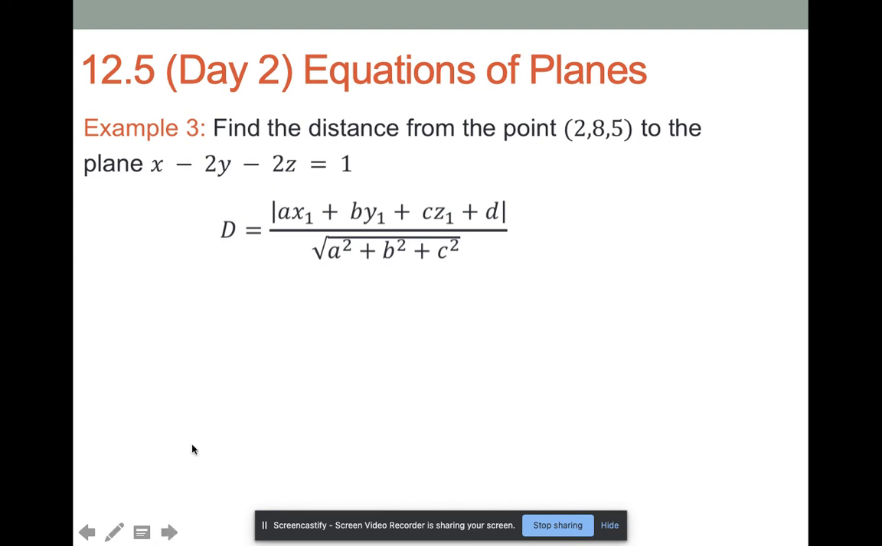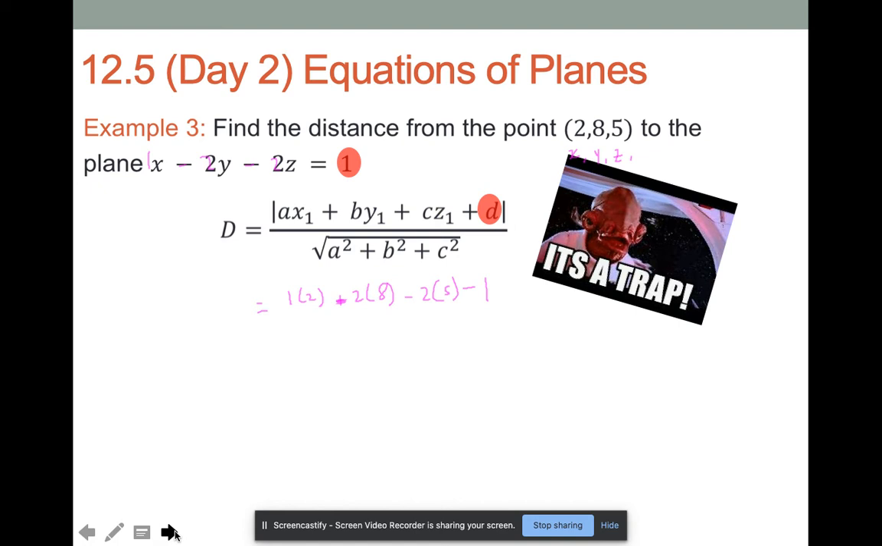So let's do a quick example of that. Find the distance from the point (2, 8, 5) to this plane. So the first thing you need to recognize is there's your A, there's your B, there's your C, here's your X sub 1, Y sub 1, Z sub 1. So you're going to get 1 times 2 minus 2 times 8 minus 2 times 5 minus 1. Do you see that? It's a trap. Be careful.